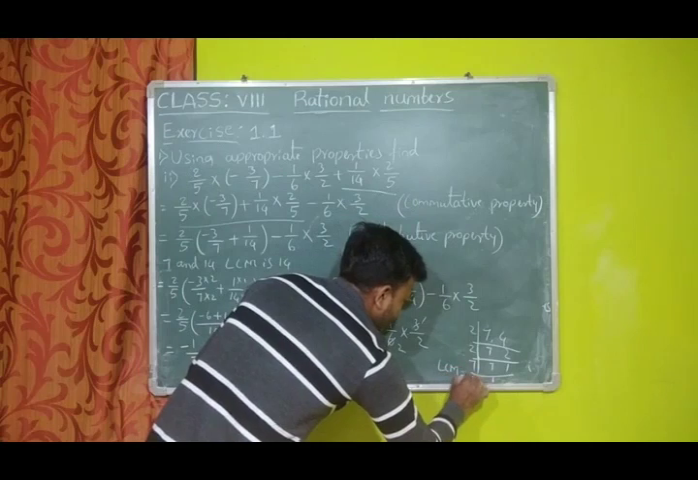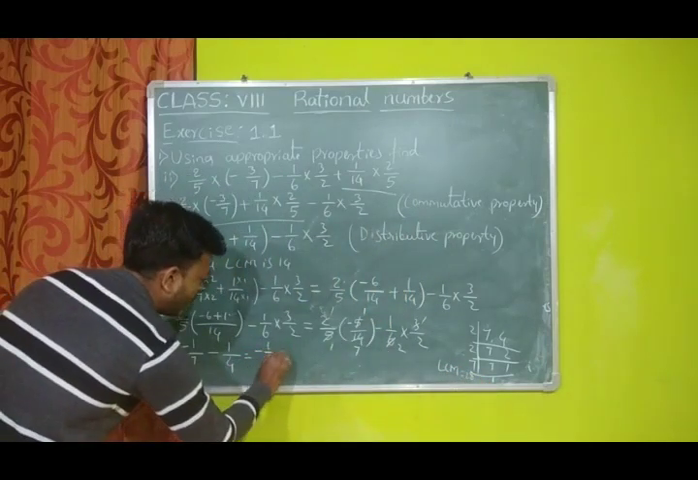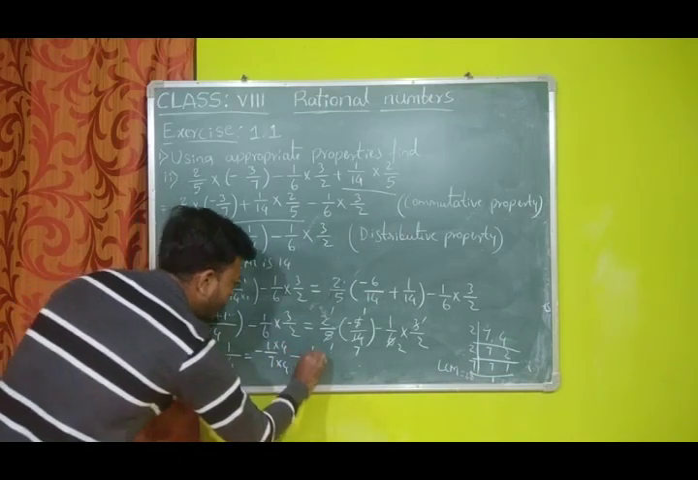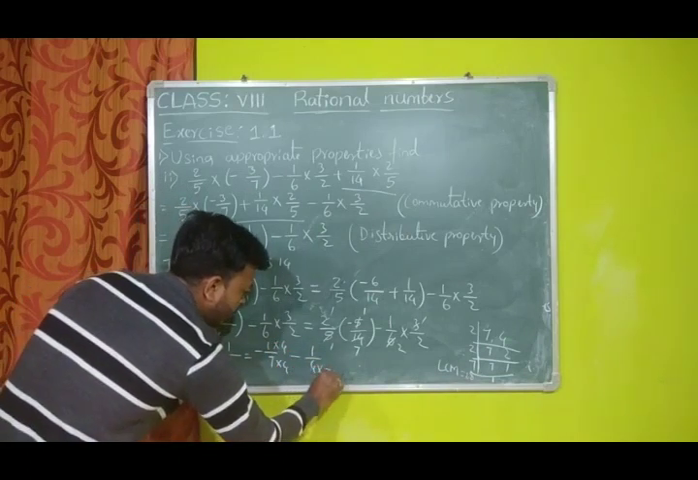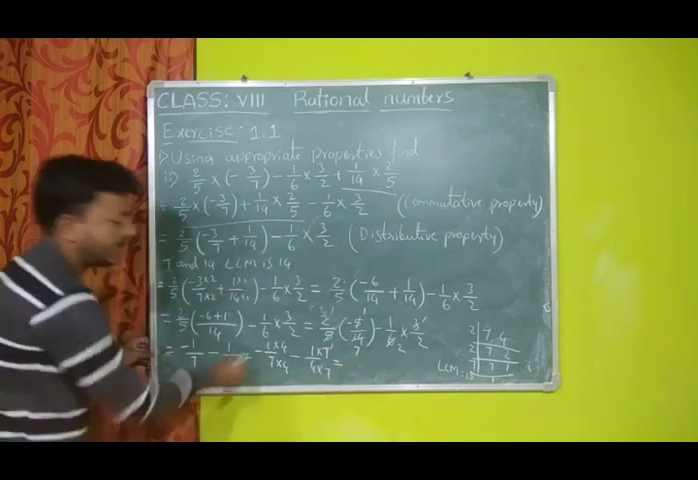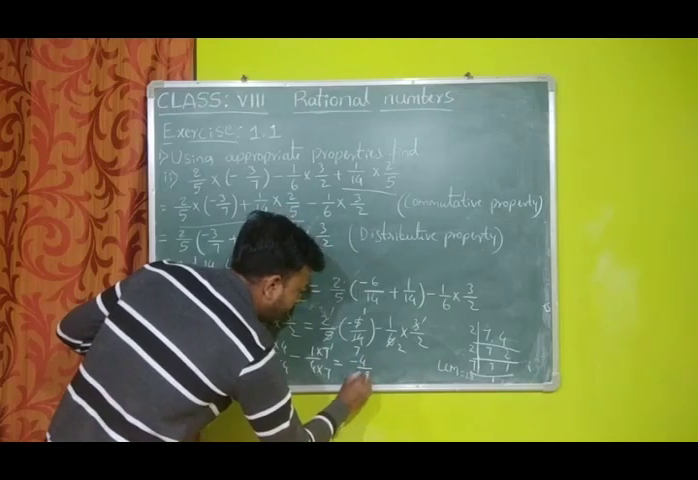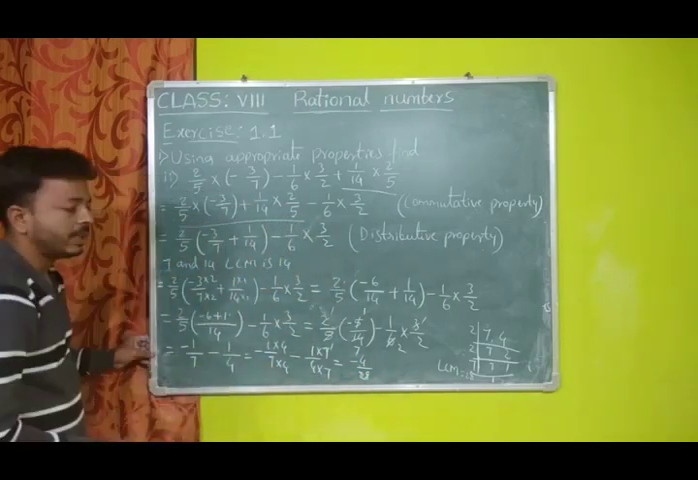LCM is 28. Now minus 1 upon 7 multiplied by 4, minus 1 upon 4 multiplied by 7. This is minus 4 divided by 28. 7 4s are 28, na?